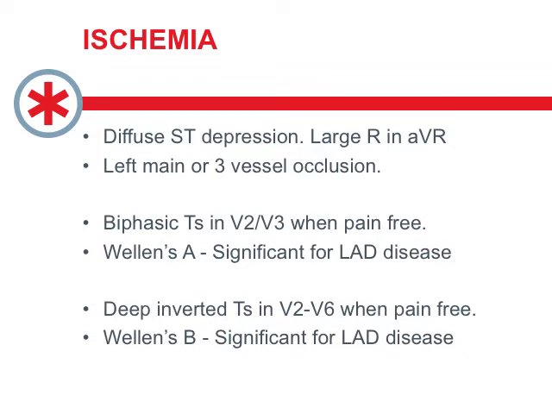So basically, if you see diffuse ST depression with a large R wave in AVR, think 3-vessel disease or left main, treat those aggressively. If you see biphasic T waves in V2 and V3 when they're pain-free, that's the Wellens A, and we've got to worry about significant left anterior descending disease. If you see deep inverted T waves all across V2, V3, V4, 5, and 6 when they're pain-free, that's the Wellens B. Similarly, worry for left anterior descending.